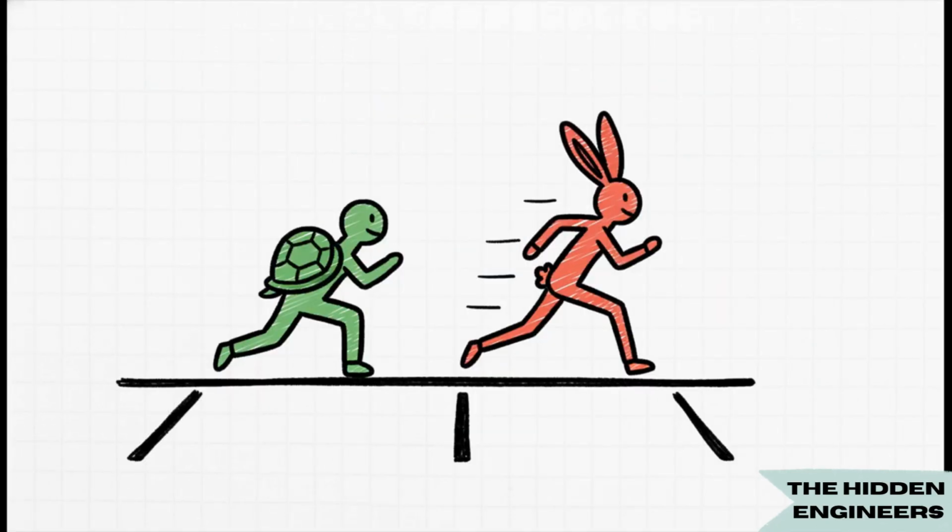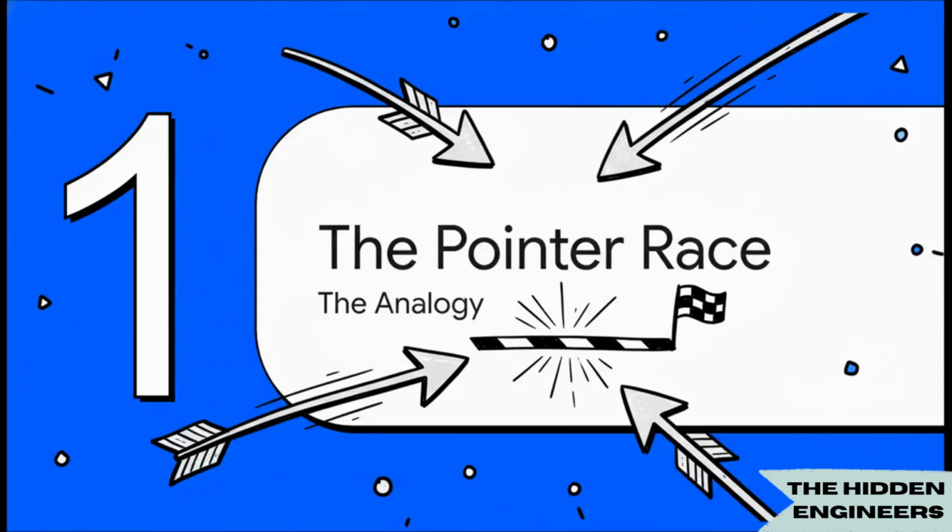To really get our heads around this, let's just forget about the code for a minute. Let's set it aside. Instead, we're going to reframe this whole problem as something way simpler, a race. So welcome to the pointer race. This simple analogy, believe it or not, is the key to unlocking the entire algorithm.